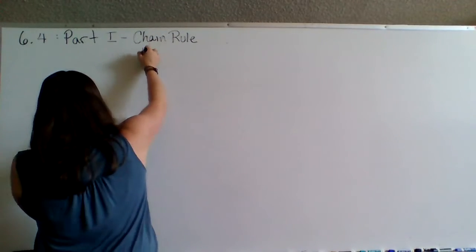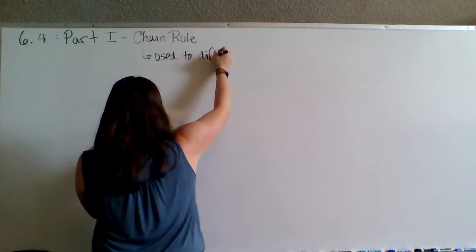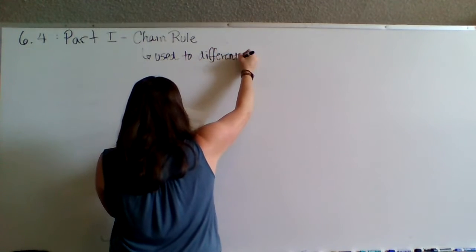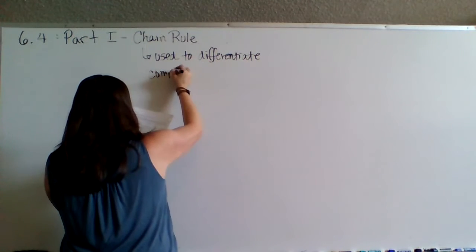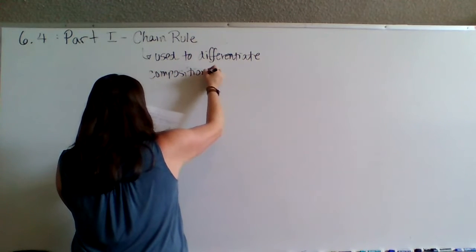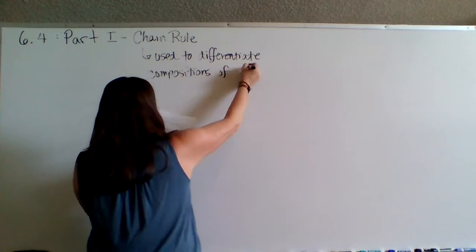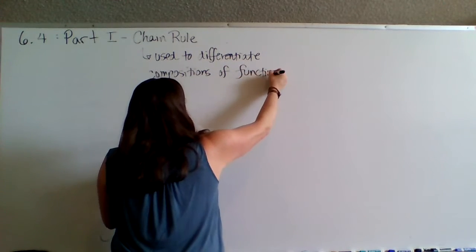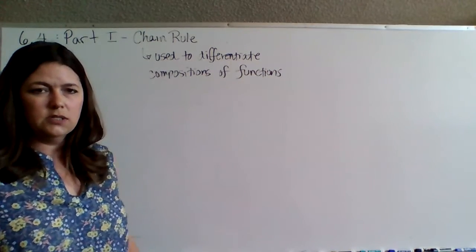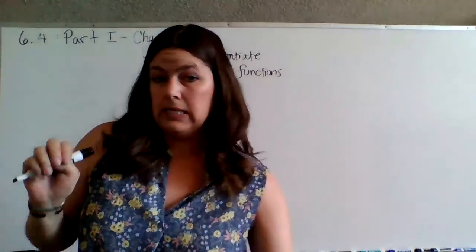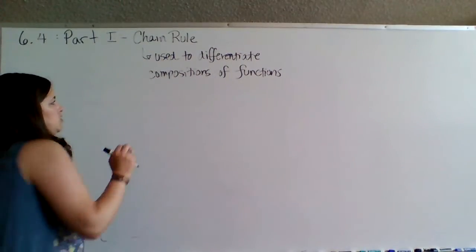So the chain rule is what we use to differentiate compositions of functions. Compositions of functions. So remember when a couple different times this year we have decomposed functions, so you recognize the inside piece and the outside piece. That's why we kept doing that, was for when we got to chain rule.